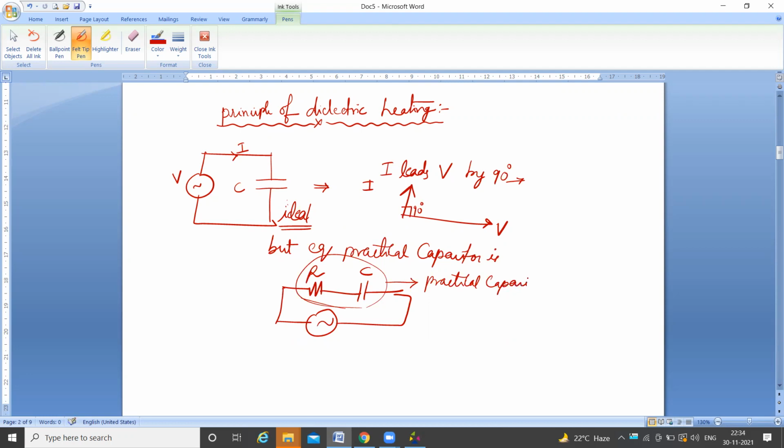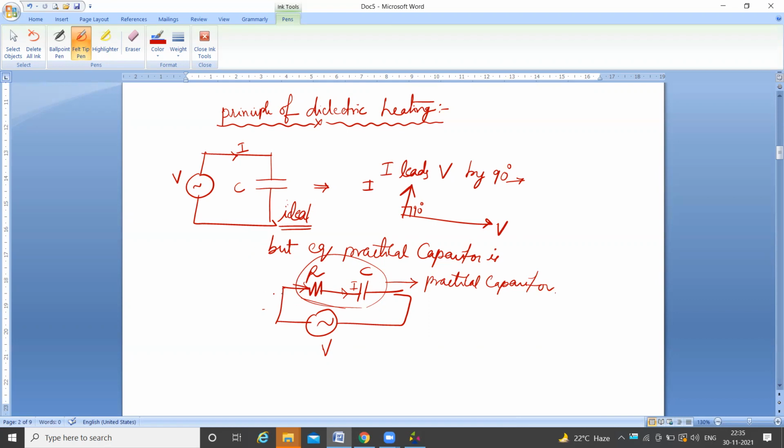Practical capacitor. When voltage is applied across the capacitor, the current through the resistor is linear with the voltage applied. But the current through the capacitor leads the voltage by 90 degrees, while the current through the resistor does not. So in case a sinusoidal voltage is applied, the current leads the voltage by 90 degrees. But in a practical capacitor, there is a small component of current in phase with the voltage.